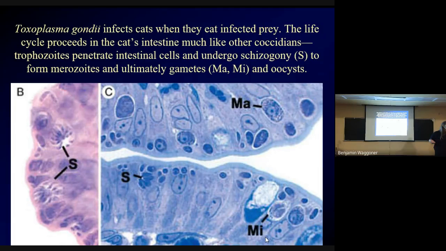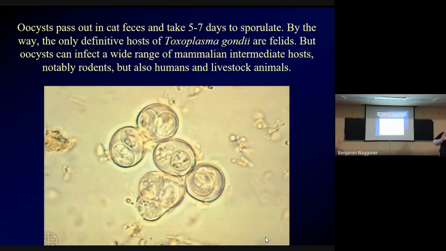form gametes, either macrogametes, labeled MA over there on the right, or microgametes, which are analogous to sperm. And the microgametes burst out, fertilize the macrogametes, make oocysts, and the oocysts pass out into cat feces. That's what we've already seen. That's what the oocysts look like. Cats are the definitive host because they're the ones where sexual reproduction happens.